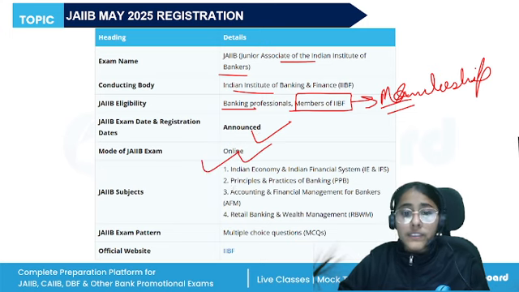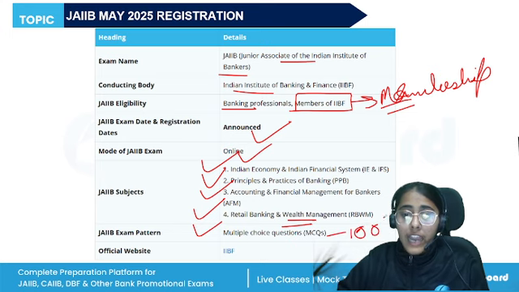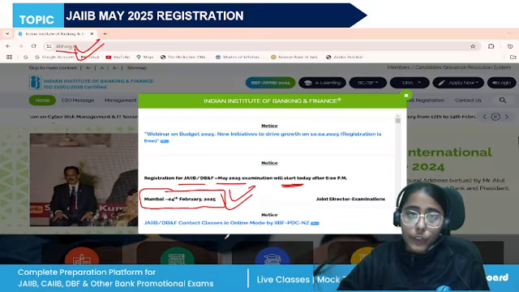The four papers: Indian economy and Indian financial system, principles and practices of banking, accounting and financial management, and retail banking and wealth management. We already know that the exam pattern is in multiple choice questions. You will get 100 questions and 120 minutes to solve them. Official website is IIBF that I just showed you.